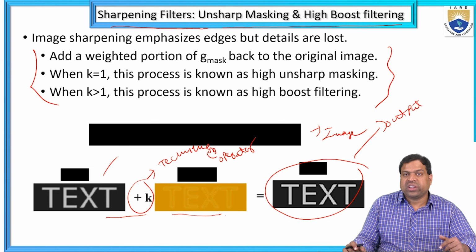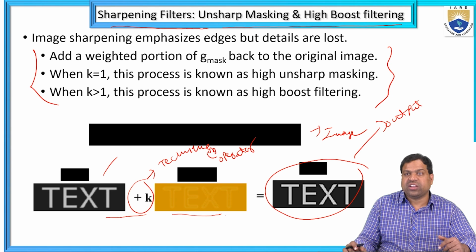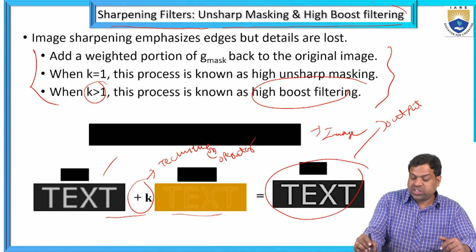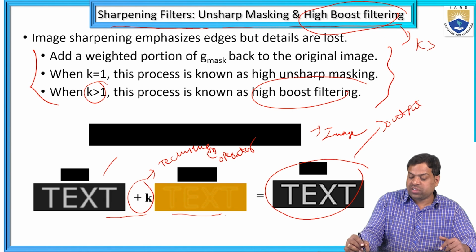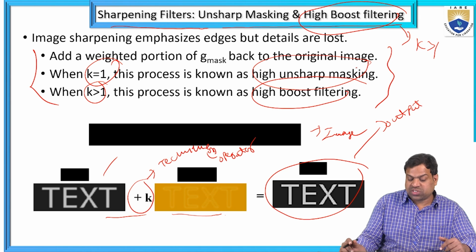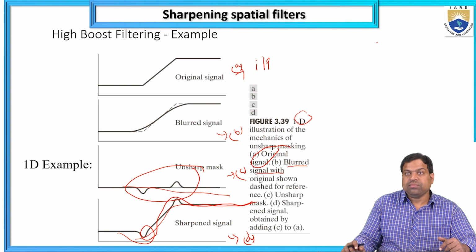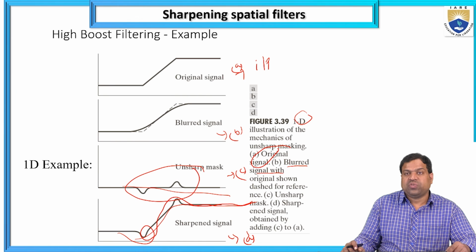So here I am using k equal to 1 and k greater than 1. When k is greater than 1, it is high boost filtering. When k equal to 1, it is unsharp masking. These are the high boost filtering examples.